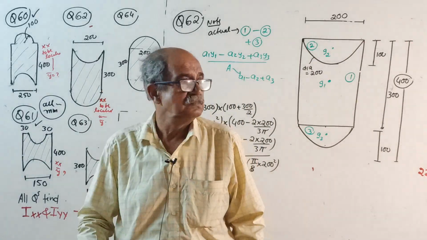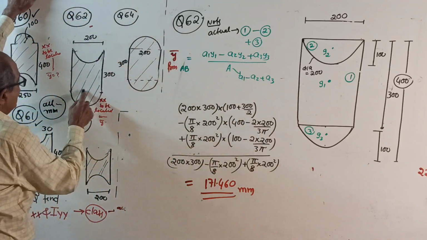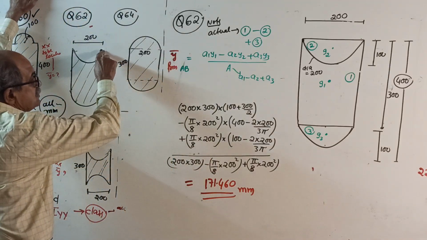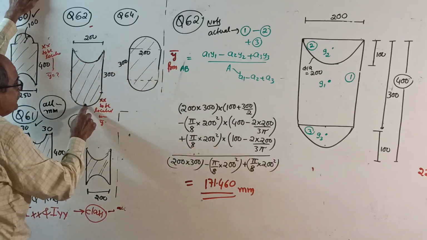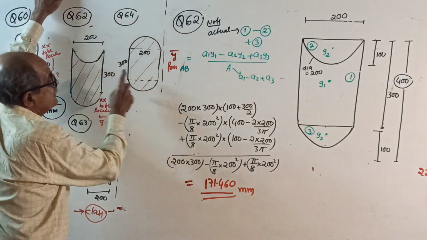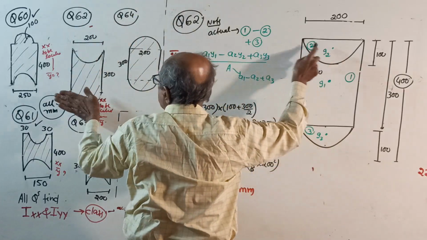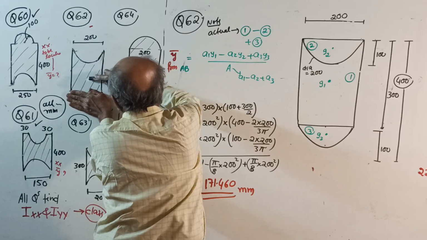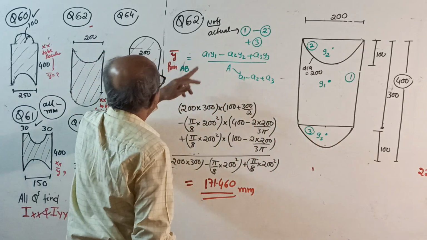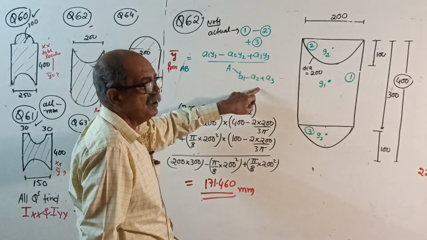Question number 62. Once again, same thing. See here, a rectangle, one quadrant, semicircle removed. This is the existing one. So the actual rectangle is 1, and you can make out 1 minus 2 will give you this area, plus 3. So A1 Y1 minus A2 Y2 plus A3 Y3, divided by total area.